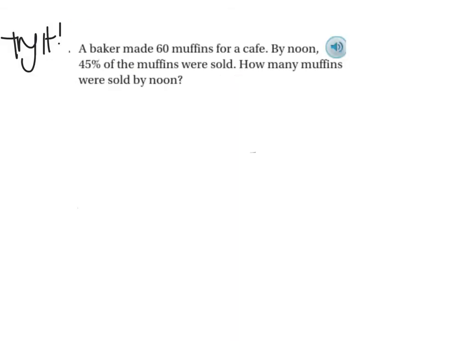Okay, here's your try it problem. A baker made 60 muffins for a cafe. By noon, 45% of the muffins were sold. How many muffins were sold by noon? I want you to try this one on your own. Before you start, though, look. 60 muffins, 45%. 50% of the muffins would be 30 muffins. So it's going to be a little bit less than 30. Go ahead and try this on your own.